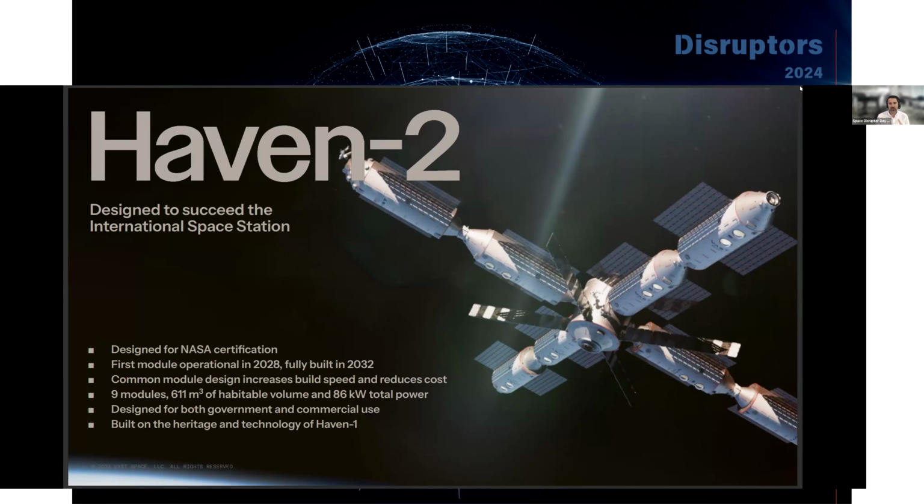So much like on Haven 1, where we have 10 main deck lockers, we'll have double the capacity on each module on Haven 2, and each module that is launched will essentially be adding more laboratory capabilities to the space station architecture as a whole.